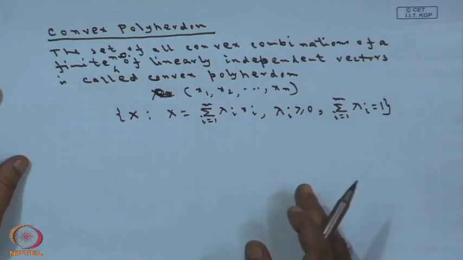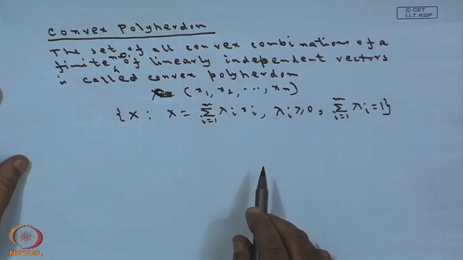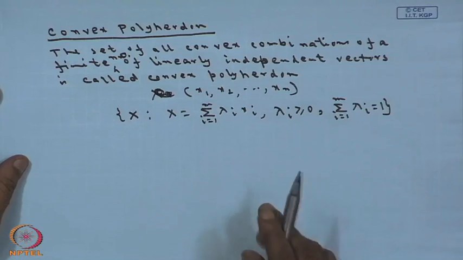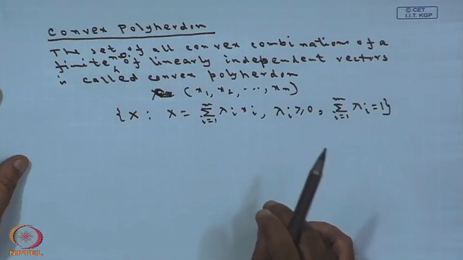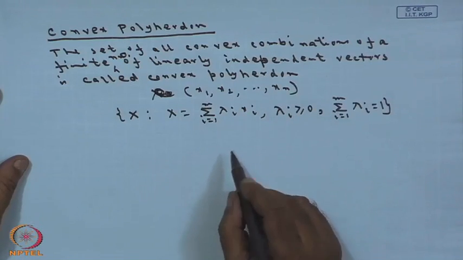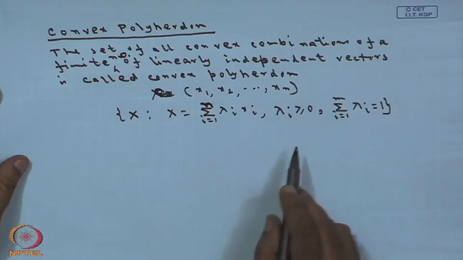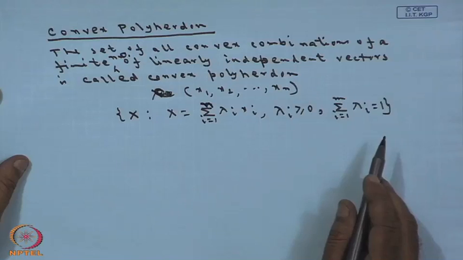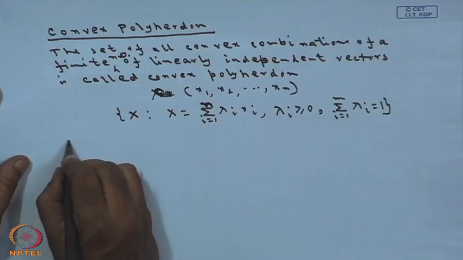So, basically again it relates with the feasible region of the linear programming problem. The feasible region we can obtain from the constraint set, and from there we can obtain the convex polyhedron. So, whenever you have linearly independent vectors x1, x2, ..., xn, then x equals summation over i equals 1 to n lambda i xi, with lambda i greater than or equal to 0 and summation of lambda i equals 1. This we call the convex polyhedron.